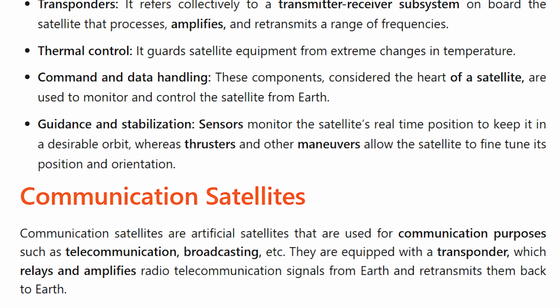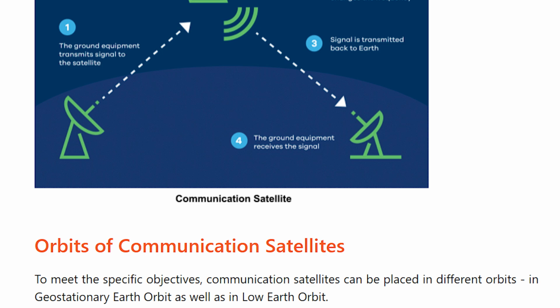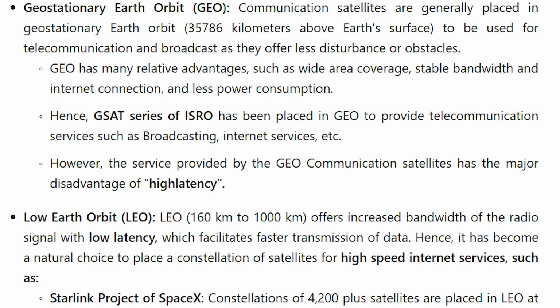Communication satellites. Communication satellites are artificial satellites that are used for communication purposes such as telecommunication, broadcasting, etc. They are equipped with a transponder, which relays and amplifies radio telecommunication signals from Earth and retransmits them back to Earth. Orbits of communication satellites. To meet the specific objectives, communication satellites can be placed in different orbits, in geostationary Earth orbit as well as in low Earth orbit.